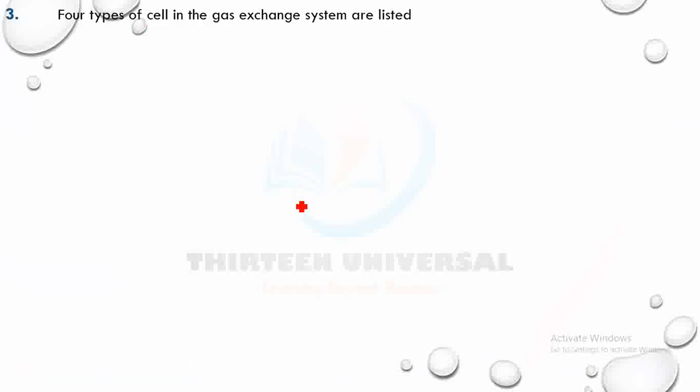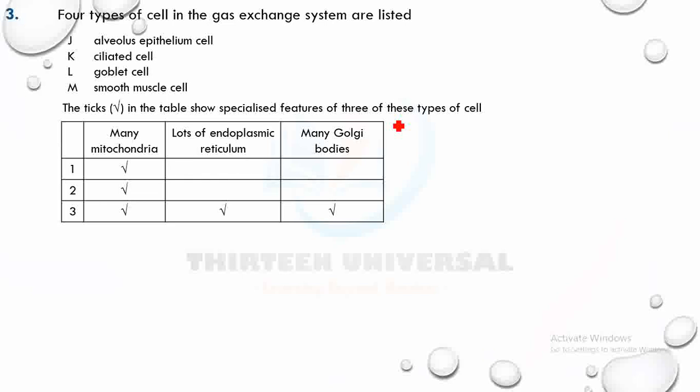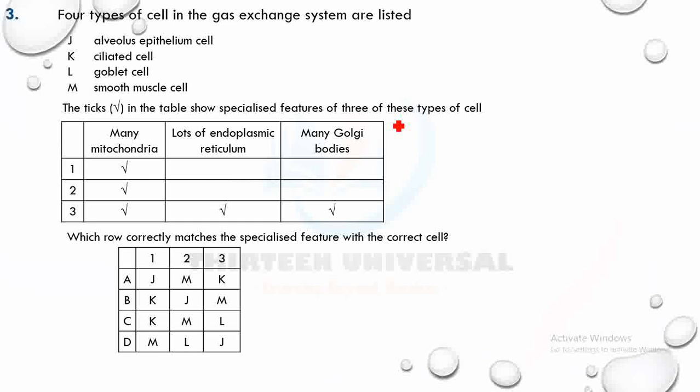Okay, four types of cells in the gas exchange system are listed. So these are the four types. The tick in the table shows specialized features of three of these types of cells. You can see that. So which row correctly matches the specialized feature with the correct cell? Pause the video and try it.